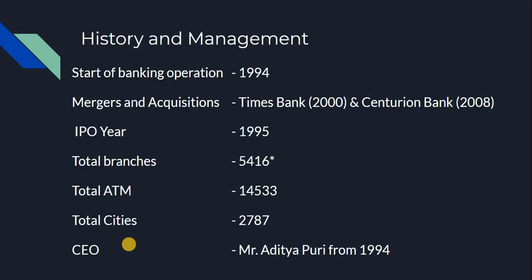Okay, let us see the history and management of HDFC Bank Limited. They started their banking operation in 1994. Before that, they were in the NBFC kind of business. In 1995, they came up with an IPO, and at present, they have a total of 5,400 plus branches across India and around 15,000 ATMs.